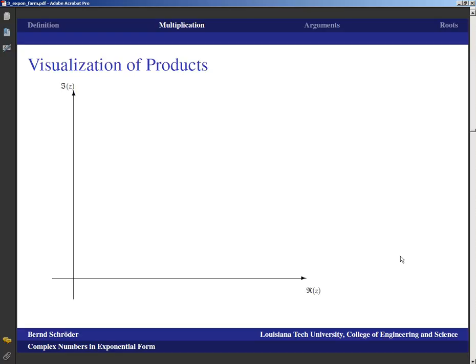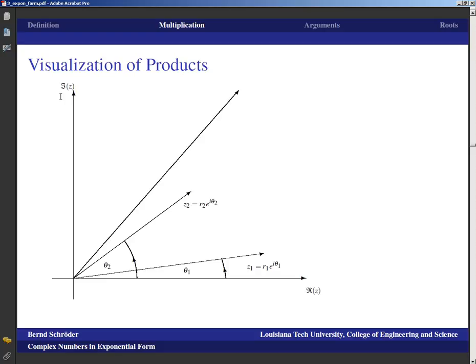Let's start with products. We take our complex plane, real parts along the x-axis, imaginary parts along the y-axis. If we have a complex number with argument theta 1, which is r1 e^{iθ1}, and another complex number with argument theta 2, which is r2 e^{iθ2}, then the product has argument theta 1 plus theta 2, and it is r1 r2 e^{i(θ1+θ2)}.